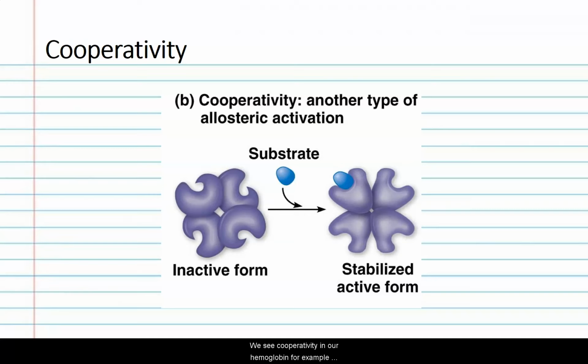We see cooperativity in our hemoglobin, for example, because when the hemoglobin molecule with its 4 different subunits binds the first oxygen molecule, it then enhances its ability to bind to other oxygen molecules. So that's an example of cooperativity.